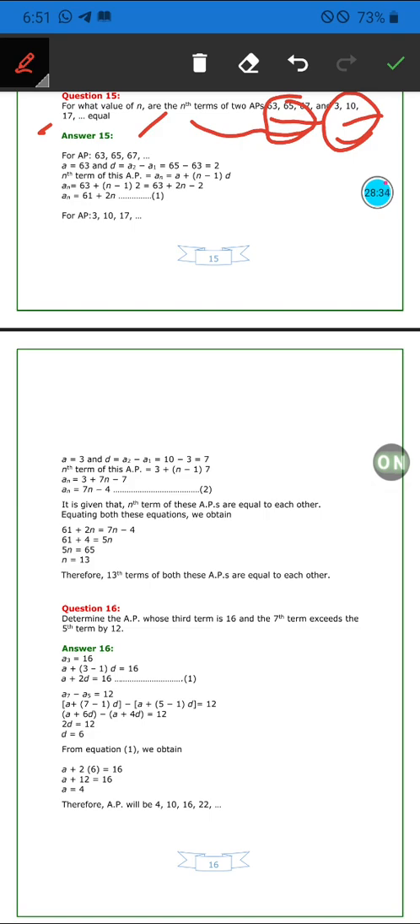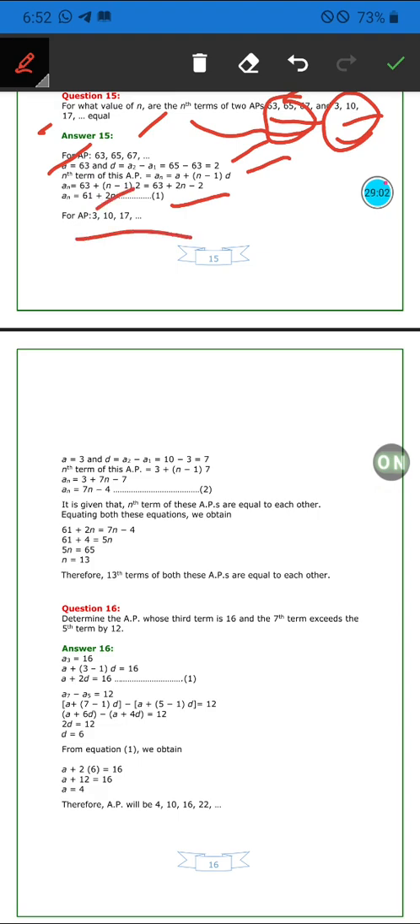In the first AP, A is 63, D is 2. 65 minus 63, it becomes 2. So put the values of A, D. So we get the first equation as An equal to 61 plus 2n. OK. So this is it. In the second AP, what is the A value? 3. What is the common difference? 10 minus 3 means common difference 7.